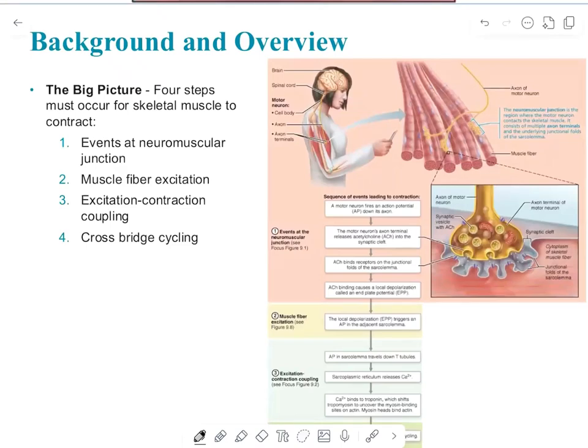So let's look at the big picture of how all of this happens. To do that, we have to look at four major steps that must occur. First of all, there are events that occur at the neuromuscular junction. The muscle fiber is excited. Once it's excited, then there's what's called excitation-contraction coupling, where basically the excitement of the muscle is paired with the contraction of the muscle. Finally, there is the cross bridge cycle.